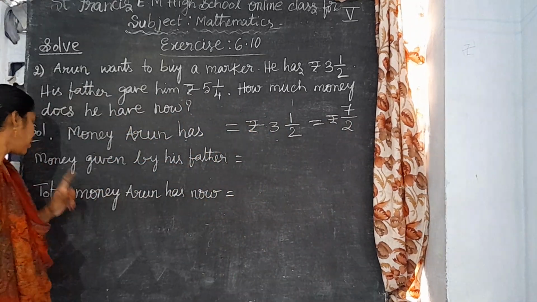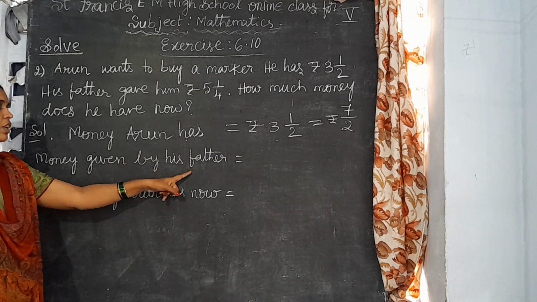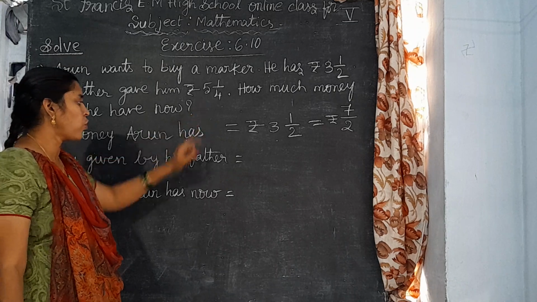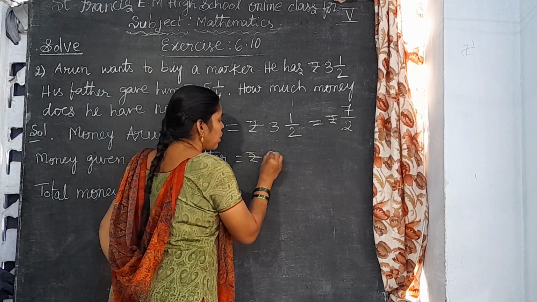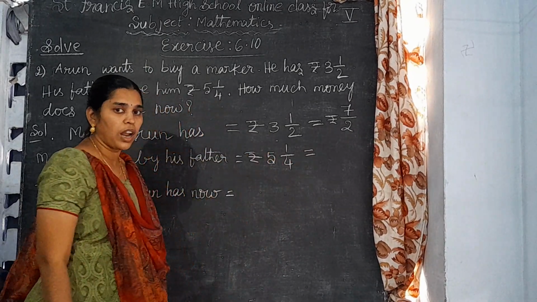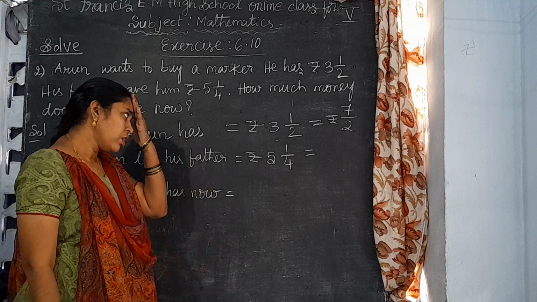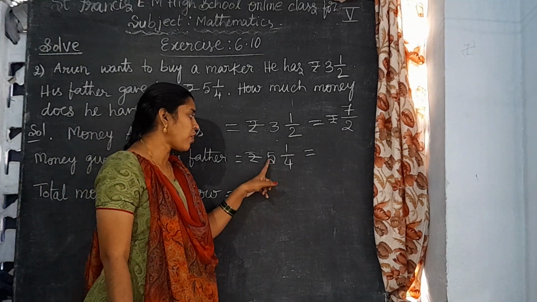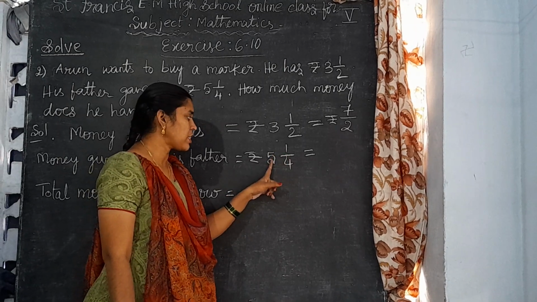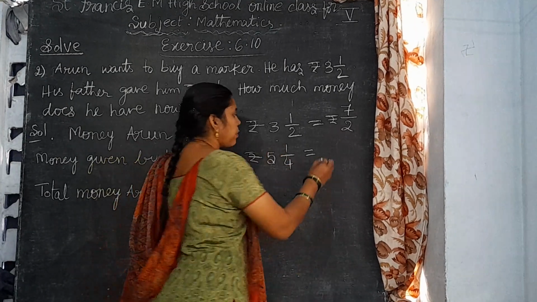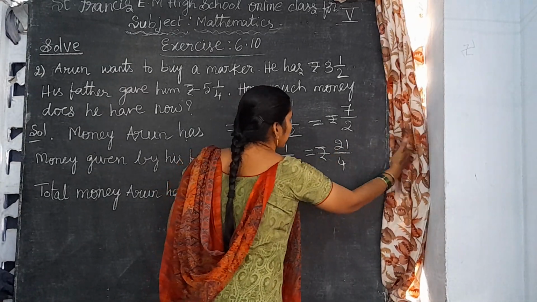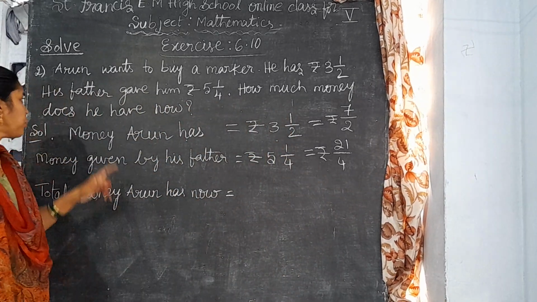Okay. Now money given by his father. How much amount is given? Rupees 5 1 by 4. This is also a mixed fraction that you should convert into an improper fraction. See, 4 5s are 20. Denominator into whole number plus numerator. 4 5s are 20 plus 1, 21 by 4 rupees. Clear?